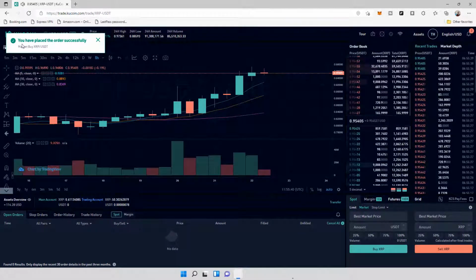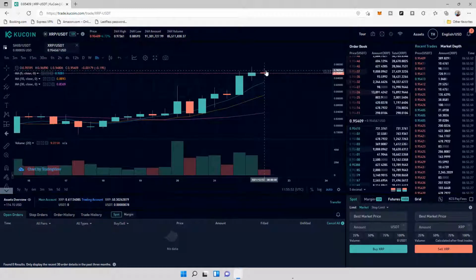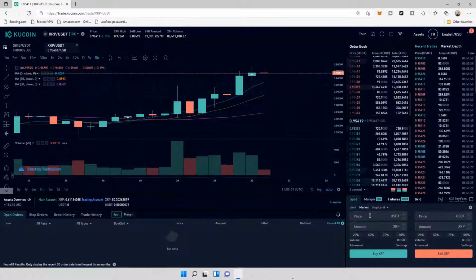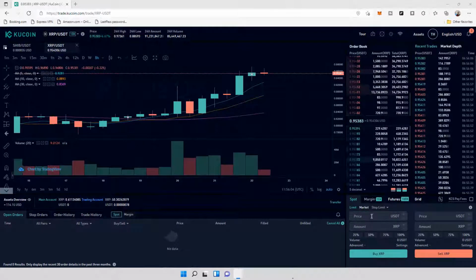And if you heard that money sound and look up at the top left, you'll see the words you have placed the order successfully. Okay, if you did a limit buy to execute, like let's say you want to buy if it gets down to 93 cent, you can come over here to limit, set the price of 93 cent, and however much XRP you want to buy at that price, and then click buy, and you'll see it down here at open orders. And once it gets filled, it'll come over here to order history.